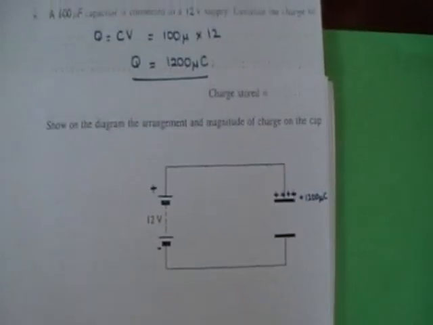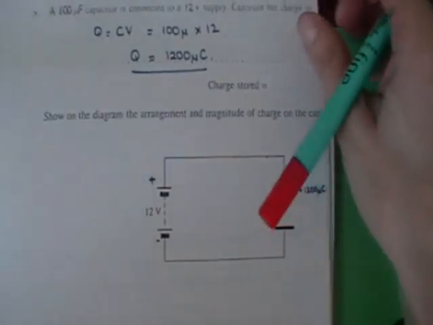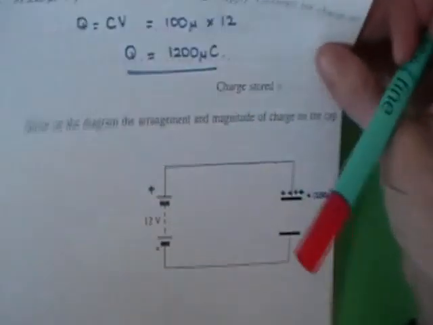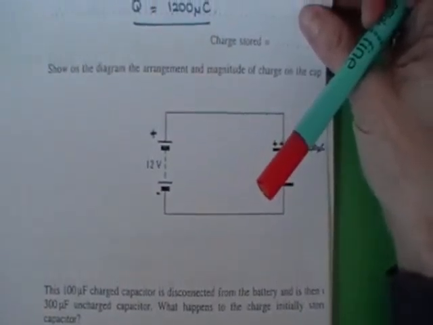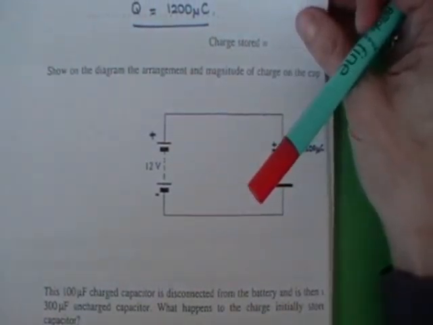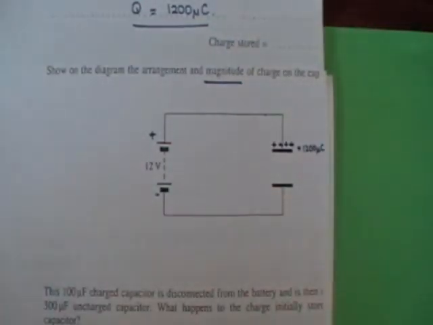So the next part of the question asks you to show on the diagram the arrangement and magnitude of charge on the capacitor. So there's two things you have to do there, and when you did this in your test, some of you forgot that second bit there.